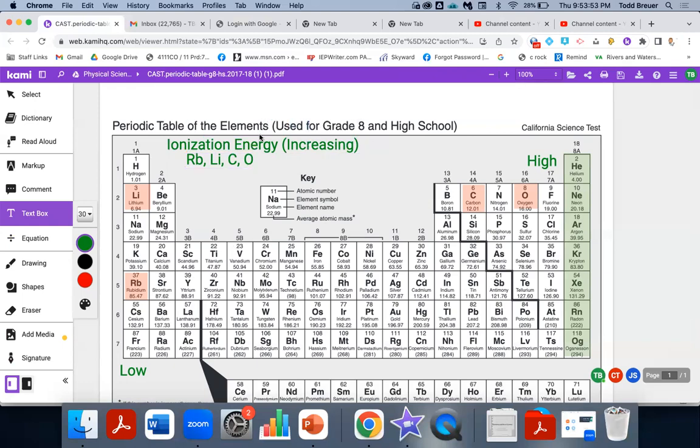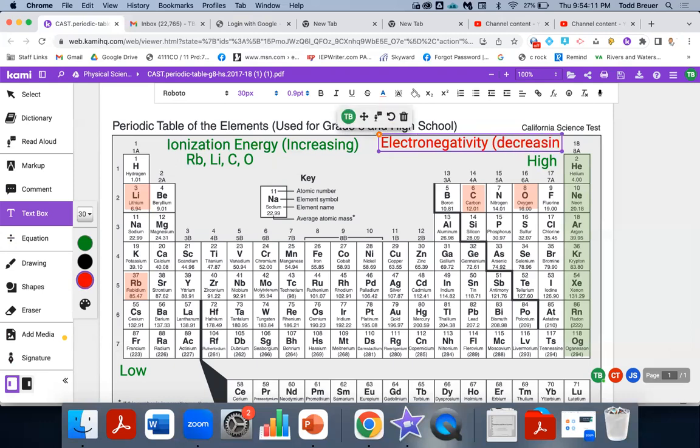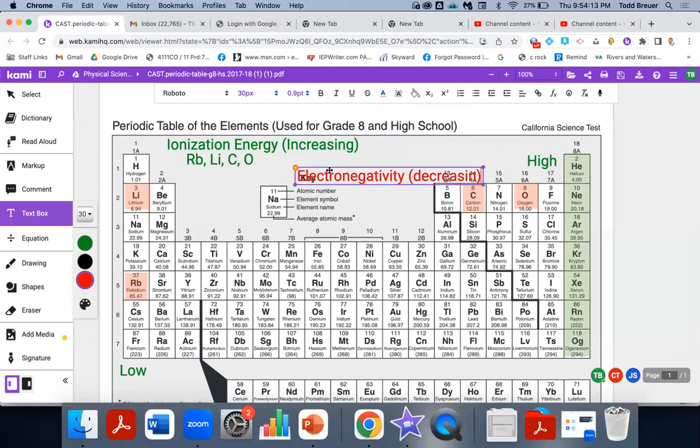So let's just pick a different trend. And again, the patterns are the same. Low and high are placed in the same spot. So let's say we wanted to compare electronegativity. But this time, let's say we want a decreasing order. So that means highest to lowest, right? Highest to lowest. So let's pick a different set of elements. And we want a decreasing order.